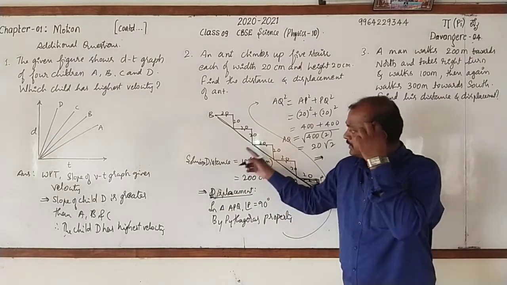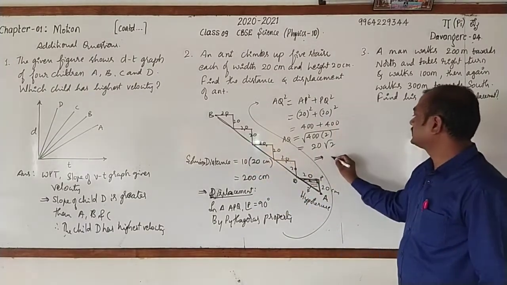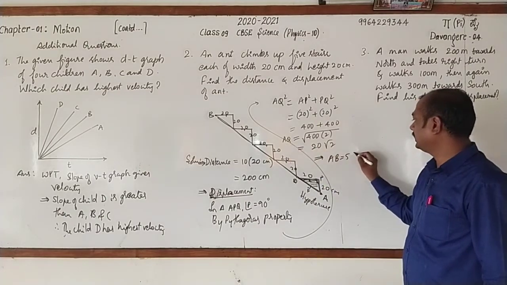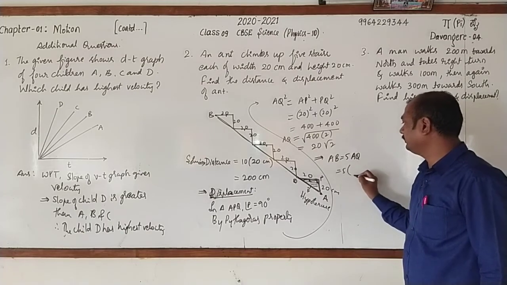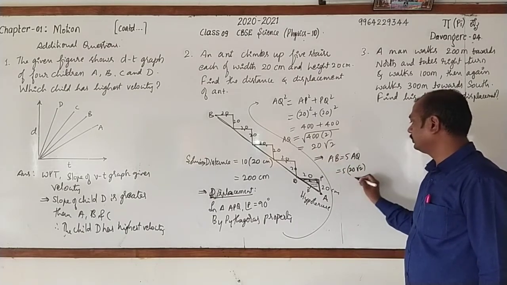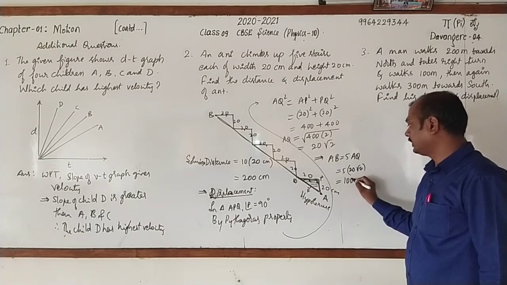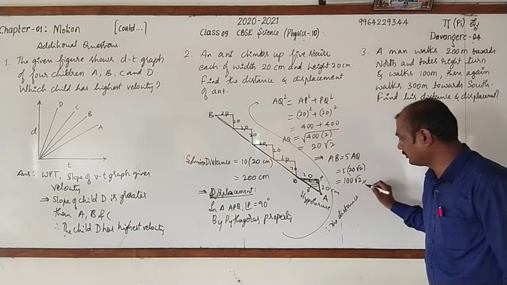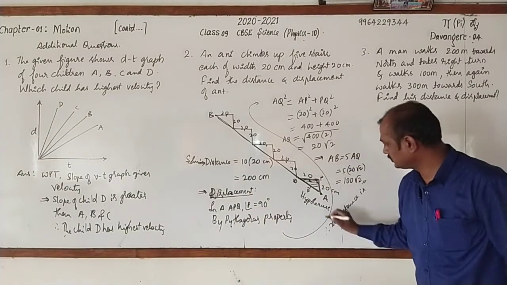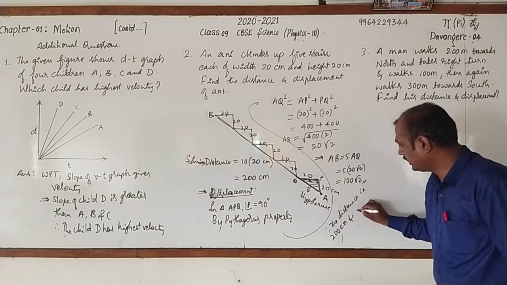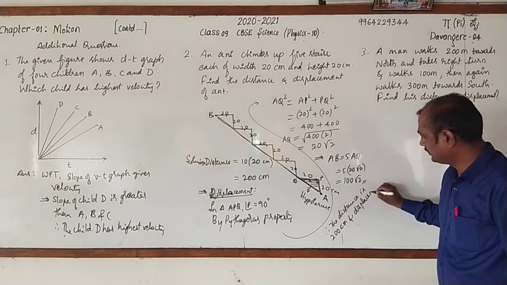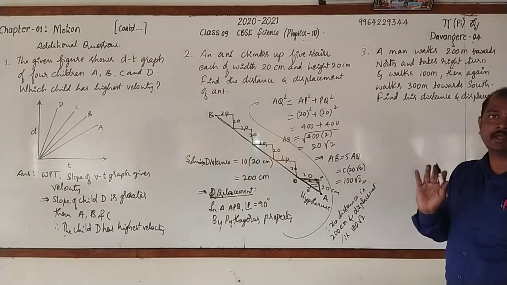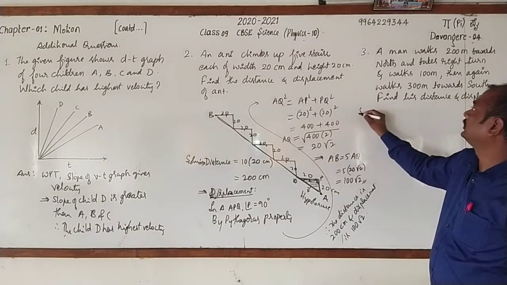Now we want the displacement, that is from A to B. Displacement A to B is equal to 5 times of AQ. 5 times of AQ is equal to 5 into 20 into root 2, which is 100 into root 2. Therefore, the distance travelled by the ant is 200 centimeter, and displacement is how much? It is 100 root 2. Clear? Okay. Now let's move on to the third one.